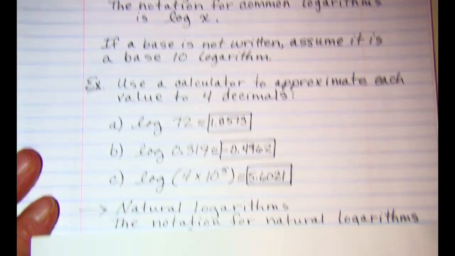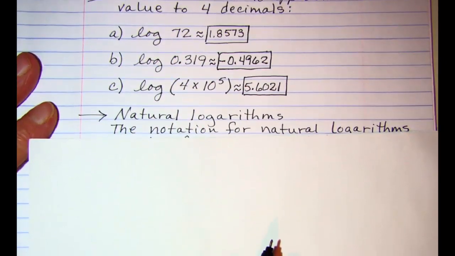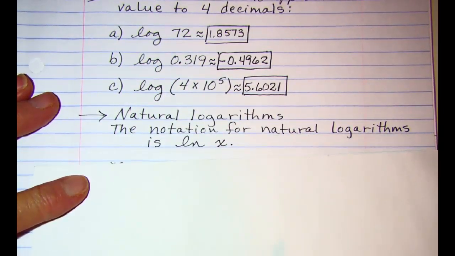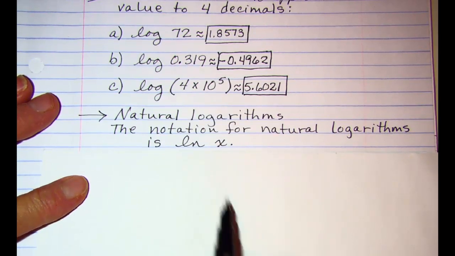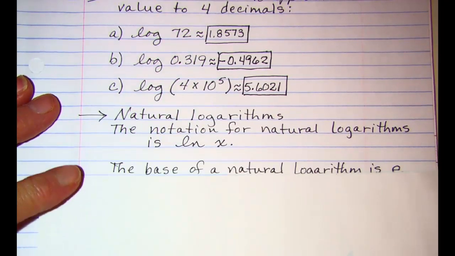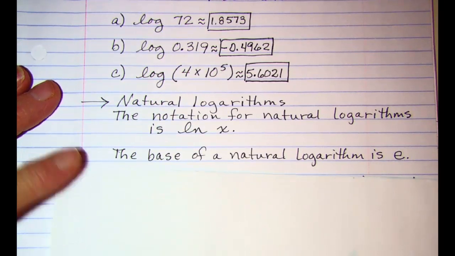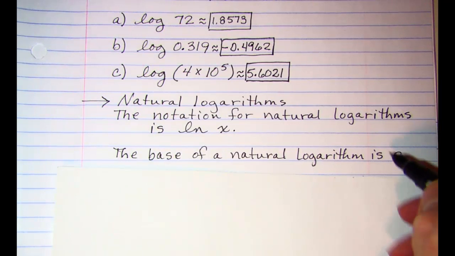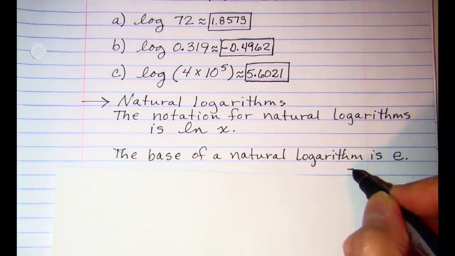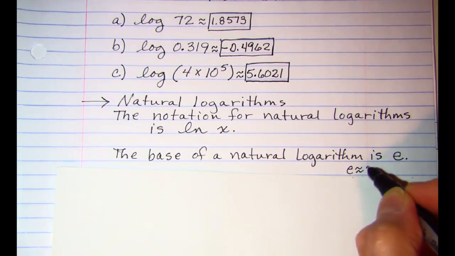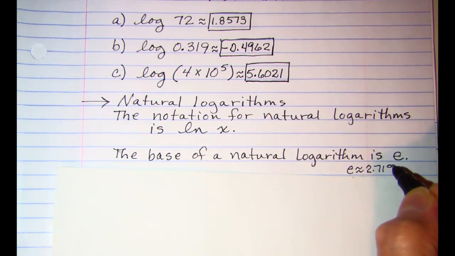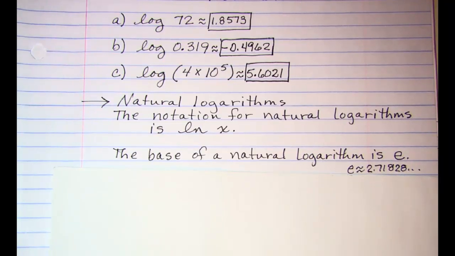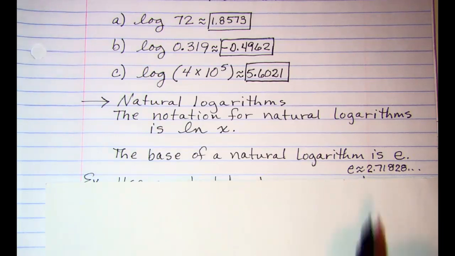Right, now the other type of logarithm is a natural logarithm. The notation for a natural logarithm is ln x. The base of a natural logarithm is e. E is the irrational number approximately equal to 2.71828, and so on. But if we use our ln key, we won't have to worry about this.